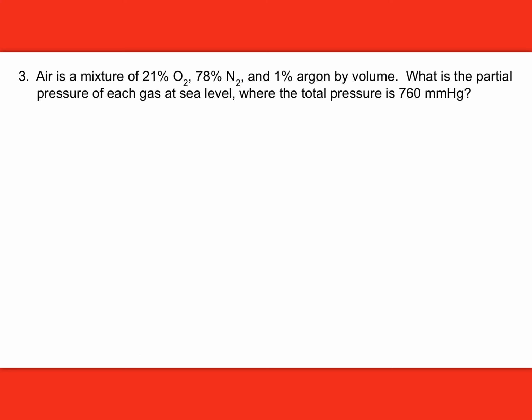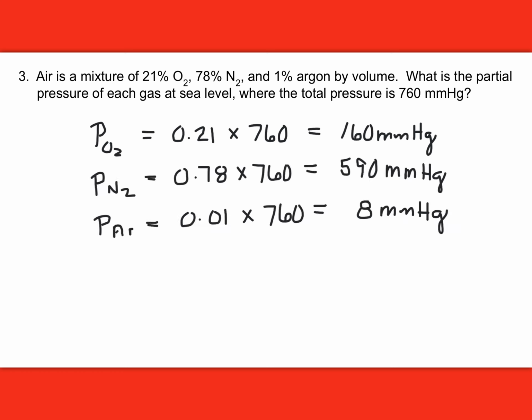The third example reads, air is a mixture of 21% oxygen, 78% nitrogen, and 1% argon by volume. What is the partial pressure of each gas at sea level where the total pressure is 760 millimeters of mercury? To solve this problem, I started by figuring out the partial pressure of oxygen. So I took the percentage of oxygen written as a decimal, multiplied by the total pressure to give the partial pressure of the oxygen. So now I'll do the same thing for the nitrogen and the argon.